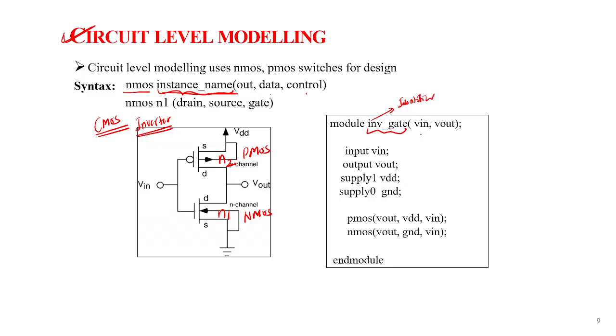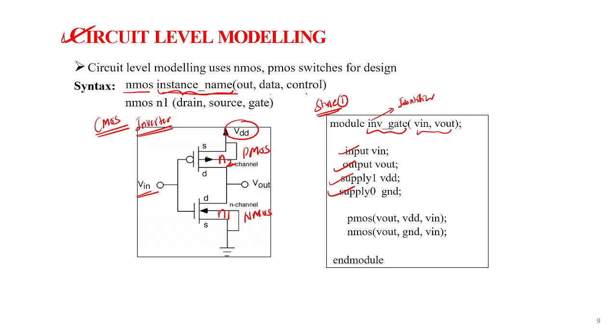And what are these? This is style 1. I told you, style 1 means what? We are representing the variables inside the bracket, and separately initializing the inputs and outputs. So what is input? V in is my input, output is V out. Supply 1 is VDD, and supply 0 is ground.